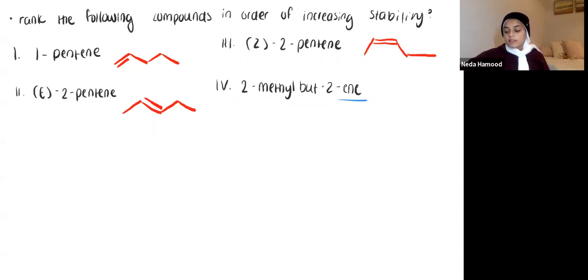And for our last one over here, we have 2-methyl-2-butene. But is 4, so we have 1, 2, 3, and 4, with the double bond at 1, 2, and then the 2-methyl like that. So increasing stability, which one do you guys think is going to be the most stable?